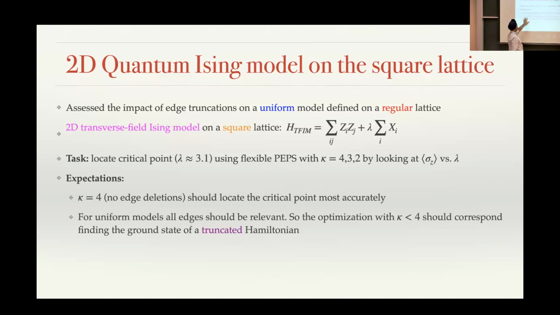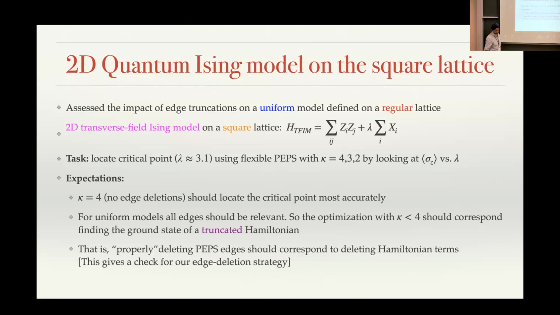But as I said before, for uniform models, all edges in the Hamiltonian are relevant, and also all edges should be relevant in the PEPS. So when you start deleting edges, the algorithm should actually find a ground state of a truncated Hamiltonian. This is a bit subtle, but that was our expectation. And it makes sense if you think about it. So we use this criterion to assess our edge deletion.